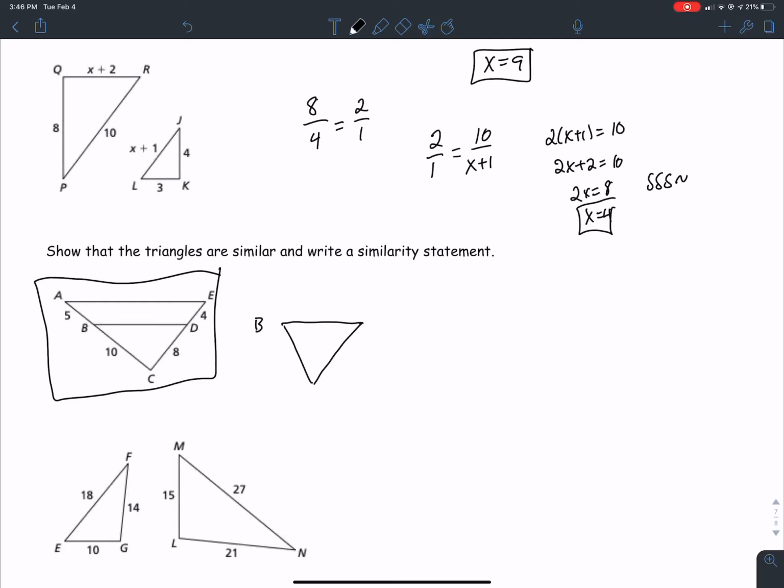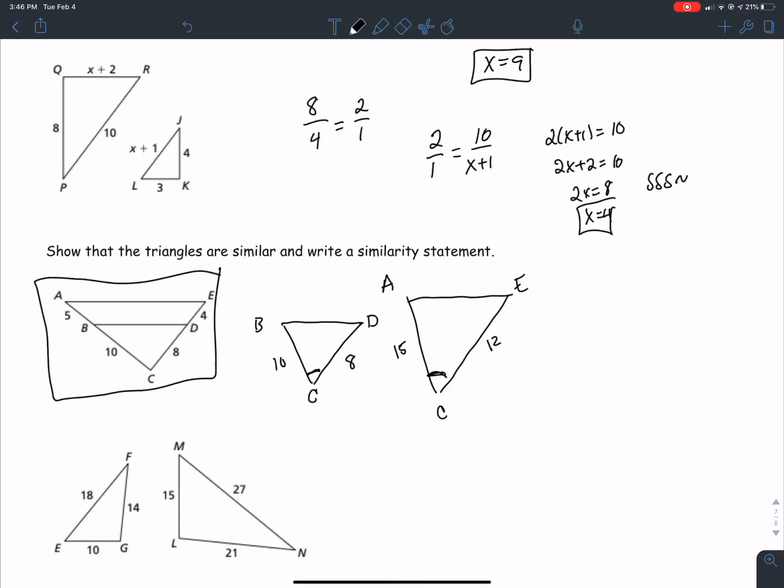So B, D, C, 10, and 8. And then we've got the big triangle, C, A, and E. Now this whole side is 15, and this whole side is 12. Now they share angle C, so we know that those are congruent. Now we have to prove that CB and CA are proportional, and CD and CE are proportional.